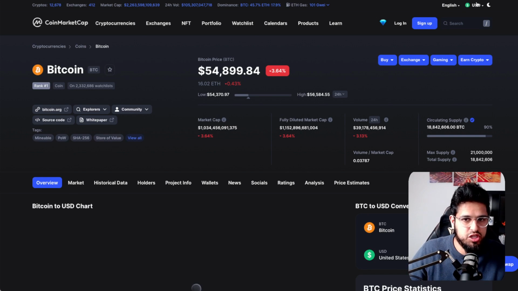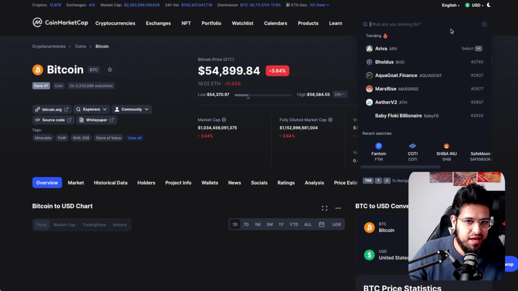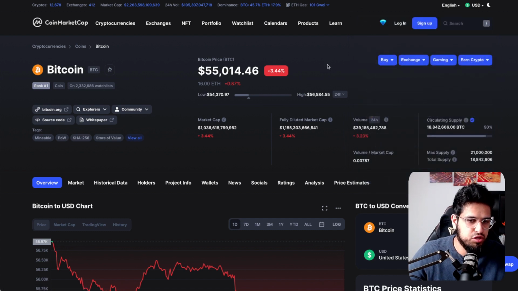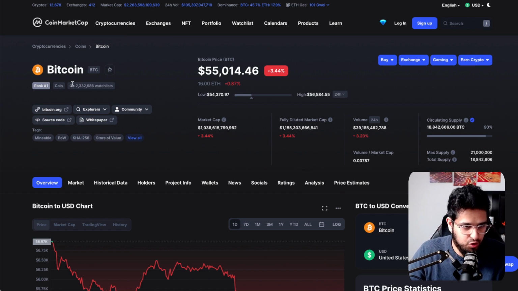Okay, now you can just use the search bar if you want. You can type in any coin into the search bar and hit enter, and it will take you to that specific coin. Okay, so you can search ADA, hit enter or click on it, and it'll bring you to this page for that coin. Now, the first thing you'll notice is you'll see it's ranked number one. Obviously, it's Bitcoin. It's on 2 million watch lists, including mine.